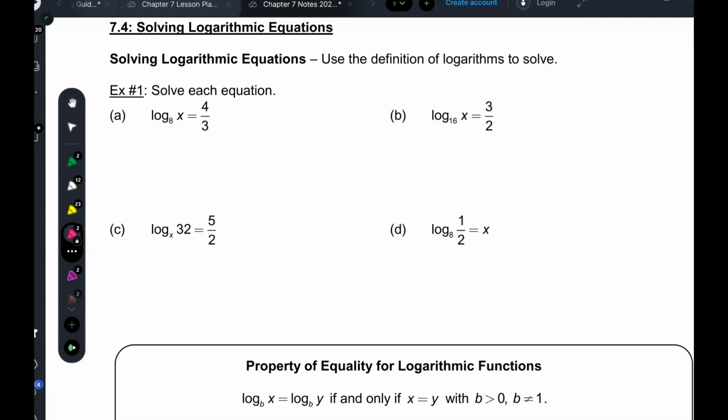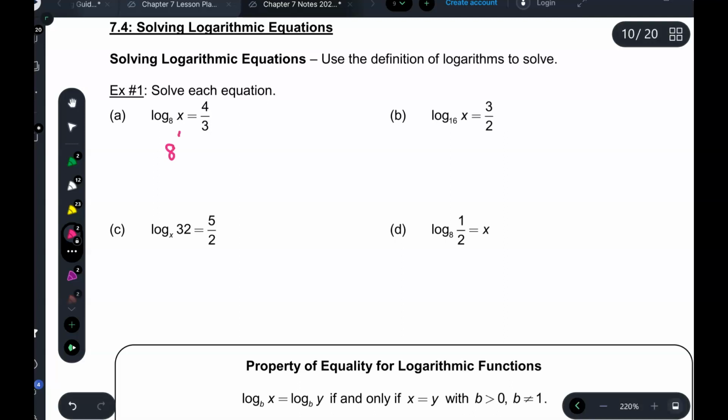How can we rewrite this? So this time I'm not solving for what the logarithm is equal to. Now the x is going to be somewhere else. But we could still rewrite it. That would be 8 to the 4/3 power equals x.